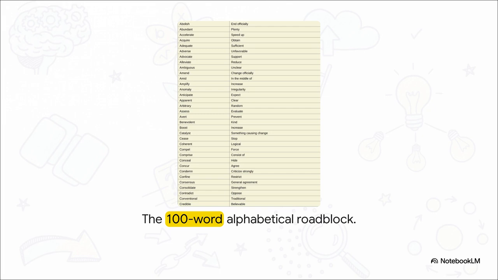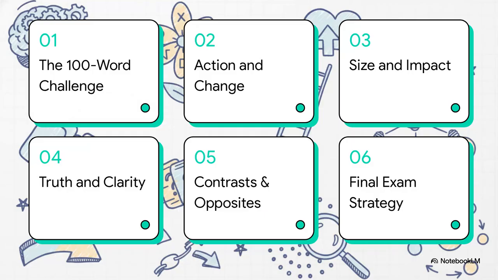We are going to completely hack this list using thematic chunking. So instead of alphabetical order, we're going to group these source words by their underlying meanings, and more importantly, how they actually function in the reading comprehension passages you're going to face on the exam. So here's our roadmap for doing exactly that.